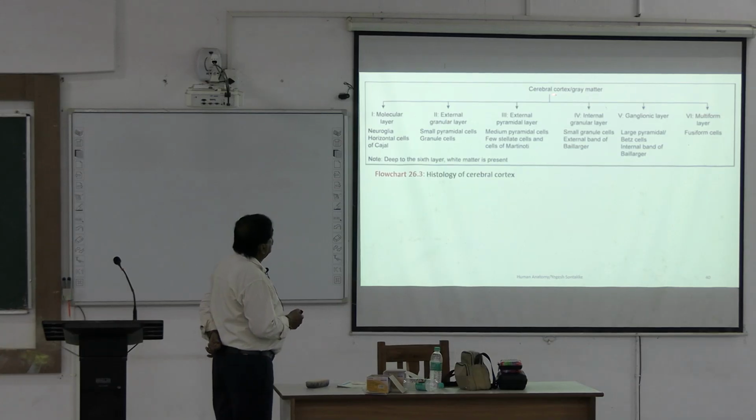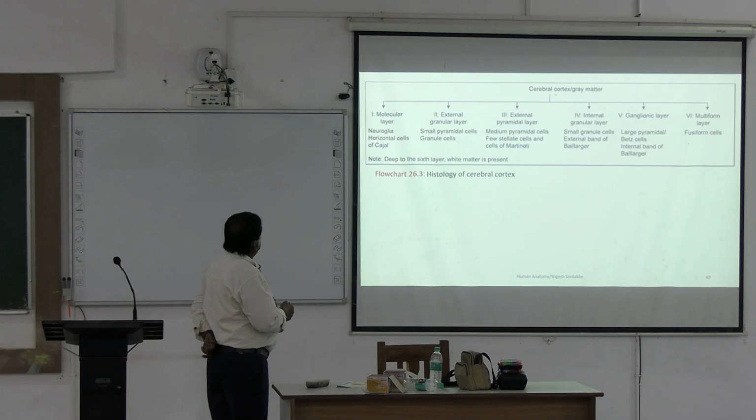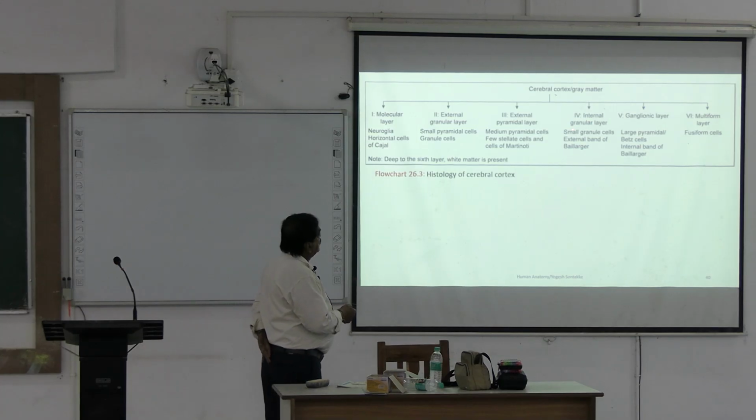Now, cerebral cortex or grey matter: the molecular layer has neuroglia and horizontal cells of Cajal. This is a revision. External granular layer: small pyramidal cells and granule cells. External pyramidal layer: medium pyramidal cells, few stellate cells and cells of Martinotti. Fourth, internal granular layer: small granule cells, external band of Baillarger. Ganglionic layer: large pyramidal Betz cells, internal band of Baillarger. Multiform layer: fusiform cells.